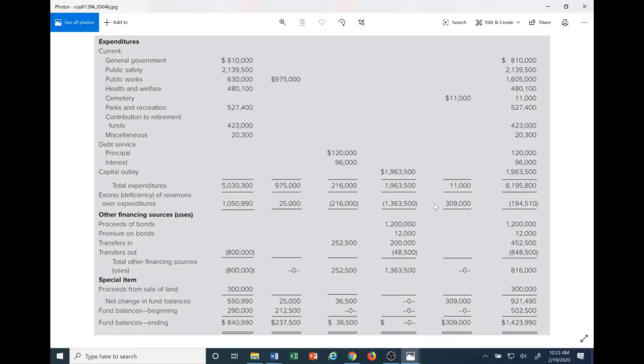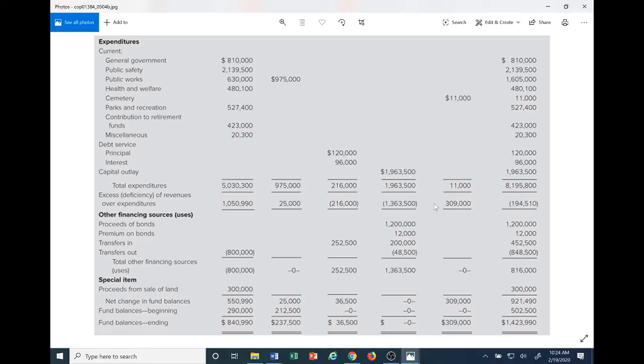We can see transfers in. Obviously, this is the debt service fund. We know that because we're transferring money in, right? So pretty simple, right? Other financing sources and uses, which can be transfers in and out, and proceeds of bonds or issuing debt, right? That way we know. So see why it's important to know what elements belong in each source, right?